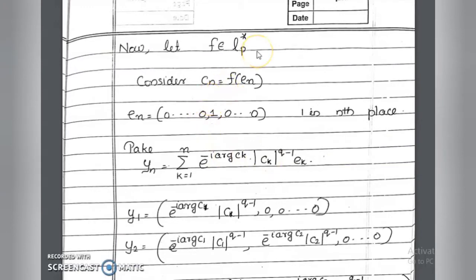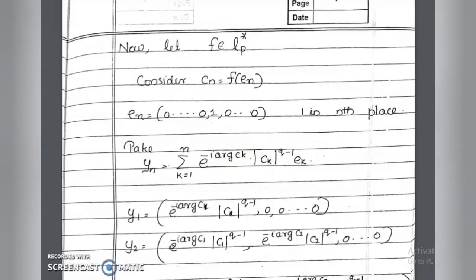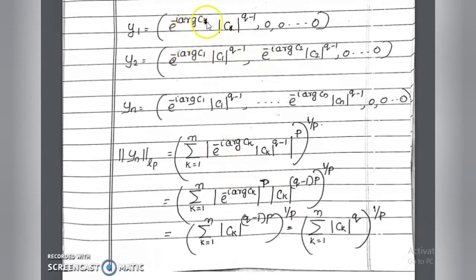Now f belongs to l^p. Now we are considering e_n, which clearly belongs to l^p, and consider c_n equal to f(e_n), and take y_n equal to the sum over k equal to 1 to n of e raised to minus i arg c_k times the modulus of c_k, whole raised to q minus 1, times e_k. So we have y_1 equal to this one, y_2 equal to this one, and y_n is equal to this one.